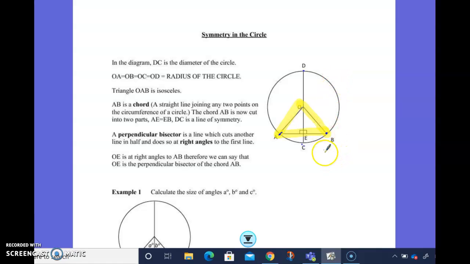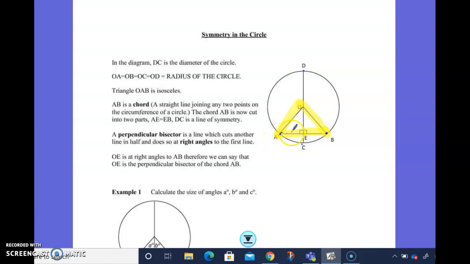It goes from any 2 points on the circle, not through the centre. That gives you a chord of the circle. Any straight line joining 2 points on the circumference is your chord. Any radius is going to cut that exactly in half, because every diameter, I should say, forms a line of symmetry in a circle. So this line here, line DC, is a line of symmetry. Okay.